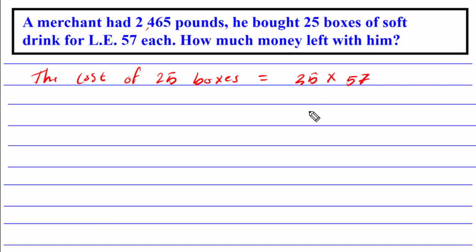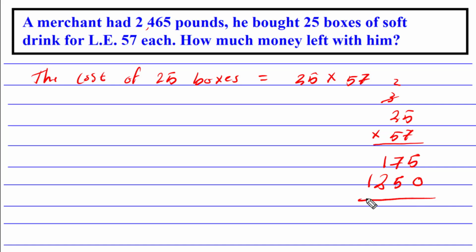We studied before how we can multiply by a two-digit number. We will say 25 times 57. It's easy, starting with the units place. 7 by 5 equals what, guys? Equals 35. Write 5 and keep up 3. 7 by 2 equals 14. 14 plus 3 equals 17. We write 17. Write 0 in units place. 5 times 5 equals 25. Write 5 and keep up 2. 5 times 2 equals 10. 10 plus 2 equals 12.